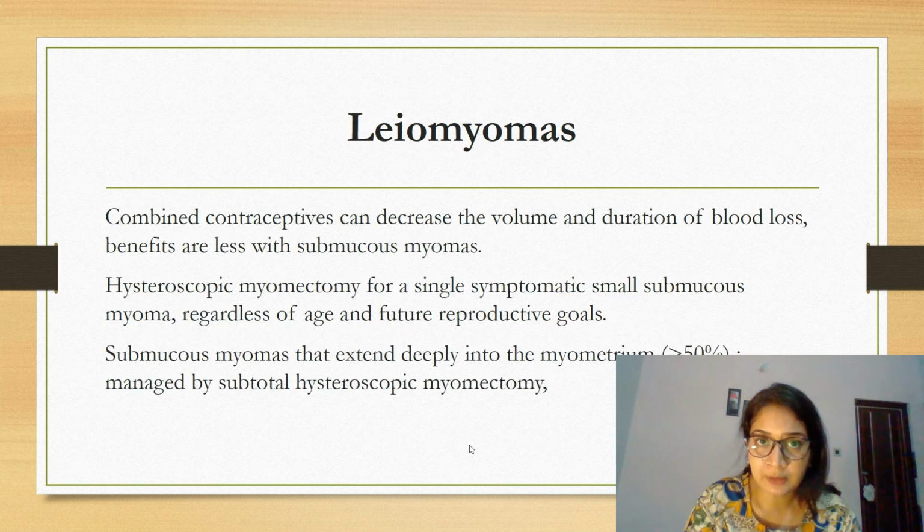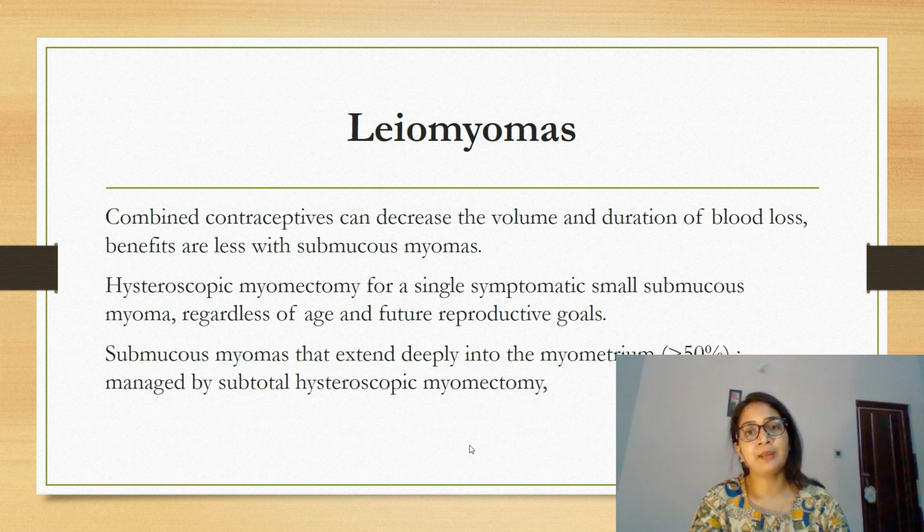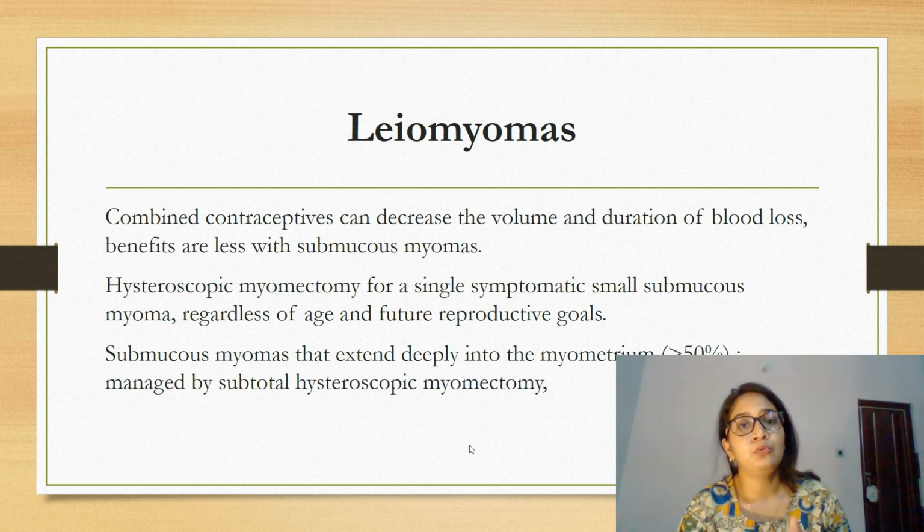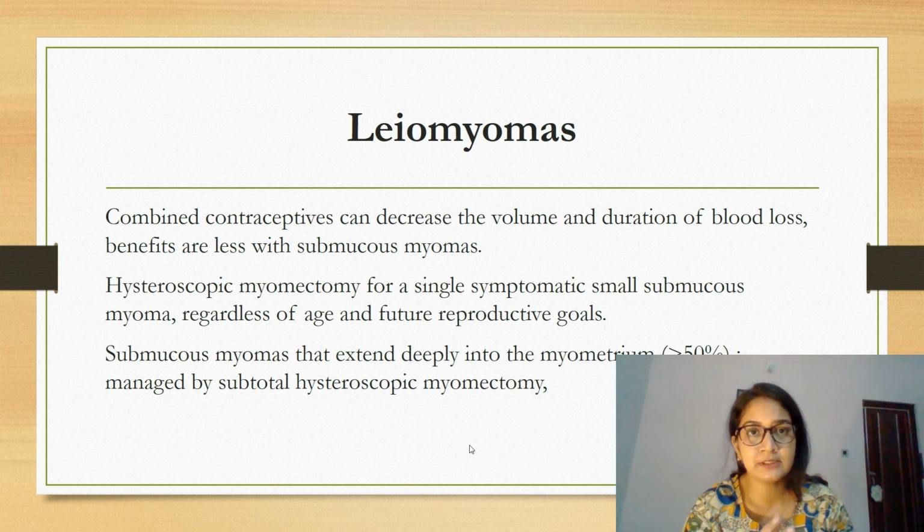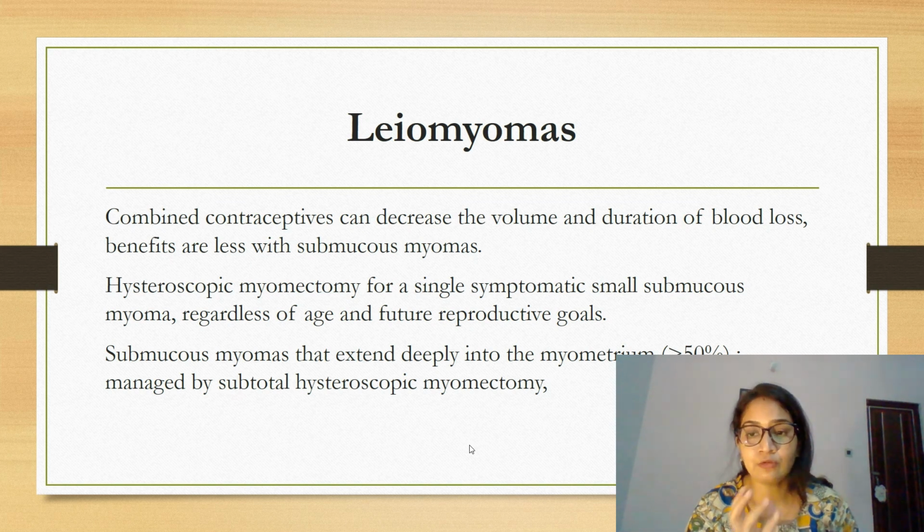Leiomyomas. So leiomyomas, or you have heard the term fibroid uterus. These are kind of outgrowths in the uterus. They can be submucosal, coming from the mucosa of the uterus, can be subserosal, coming out of the serosa, can be intramyomural, inside the layers of the uterus. So they usually increase the surface area and lead to this kind of bleeding.